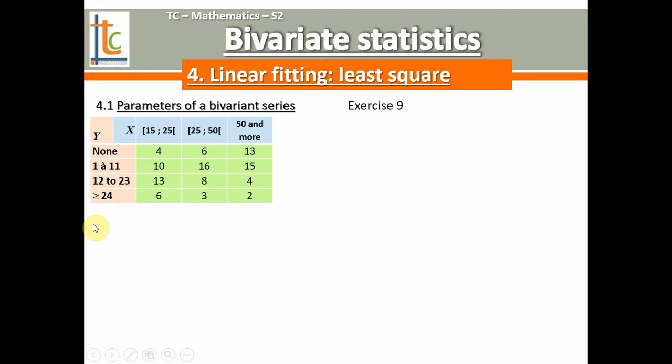So none, 1 to 11, 12 to 23, and at least 24. So there are several people in each crossing, okay? For example, there are 16 people that are between 25 and 50 years old in this survey, and that answered a number between 1 and 11.